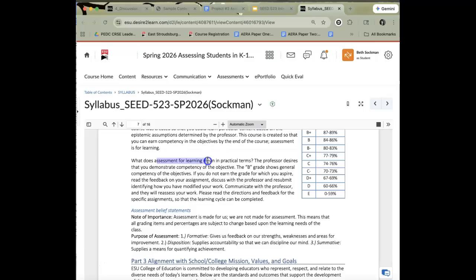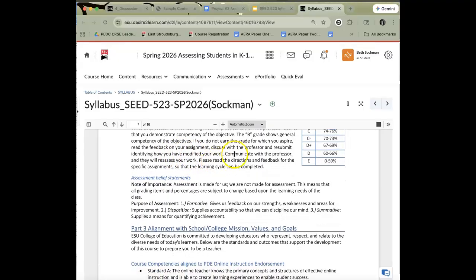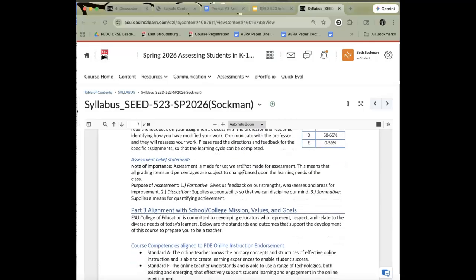What does assessment for learning mean in practical terms? The professor desires that you demonstrate competency of the objectives. The B grade shows general competency of the objectives. If you do not earn the grade for which you aspire, read the feedback on your assessment. Discuss it with the professor and resubmit, identifying how you have modified your work. Communicate with the professor, and they will reassess your work. Please read the directions and feedback of the specific assignments so that the learning cycle can be completed. So again, that's my belief.